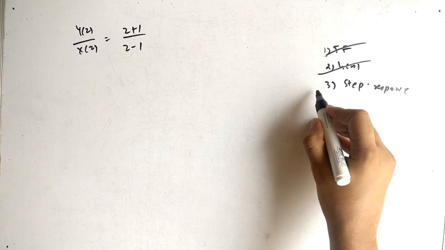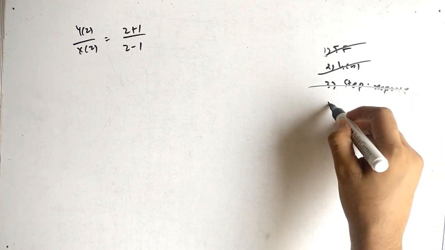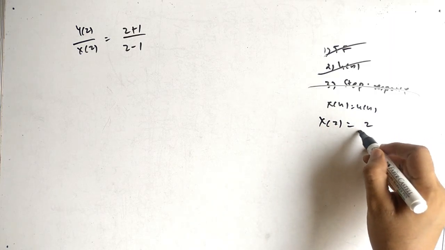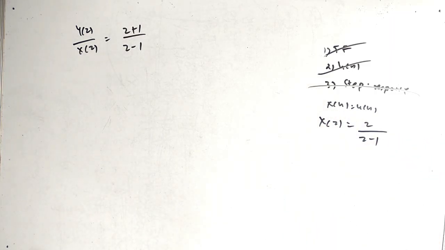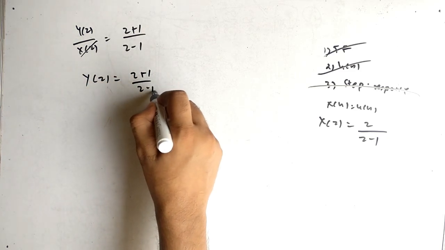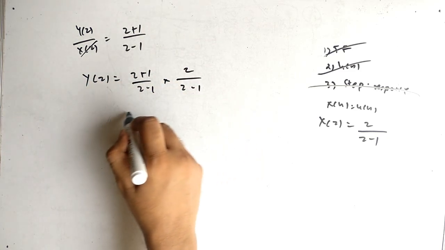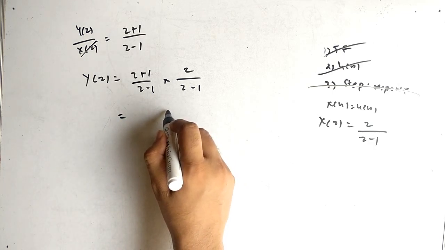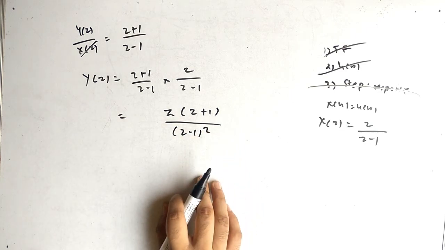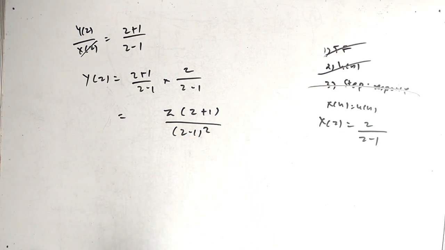Now the third point is we have to find the step response. Step response means x of n is equal to u of n. This means that x of z is equal to z by z minus 1. So we have to replace x of z. So y of z is z plus 1 upon z minus 1 into z by z minus 1. If we simplify this, we get z into z plus 1 upon z minus 1 the whole square. So this is the term we get. Now we have to find the inverse of this.